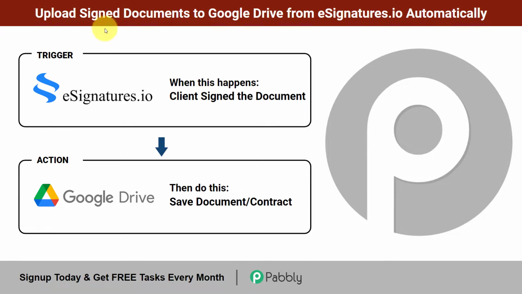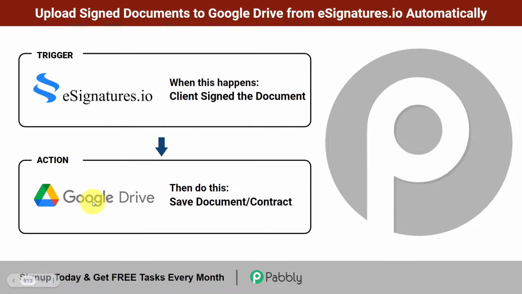In this video, we will learn how to upload signed documents to Google Drive from esignatures.io automatically. Alright, so e-signature is an application using which you can collect the electronic signatures on the contracts, on the documents, and I want that whenever the client signed the document which is created via e-signature, the same document should be automatically saved in Google Drive so that I do not have to save each document manually here.